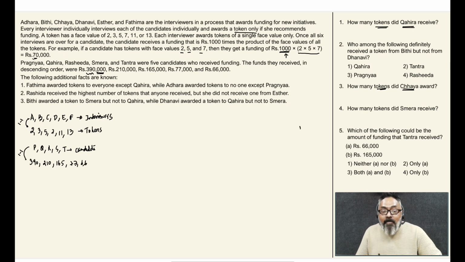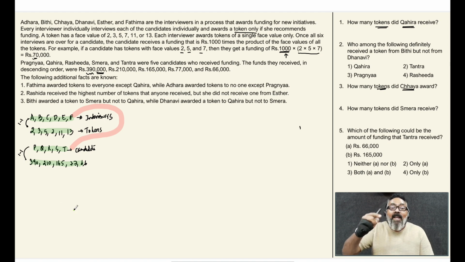Now what we know is I need to understand what tokens A, B, C, D, E and F have. I also need to understand the assignment for P, Q, R, S, T. Then I also have to understand the relationship, the assignment between the interviewers and candidates: which interviewer gave tick to which candidate, and which candidate got tick from which interviewer. And that assignment would be exactly the same as this token and this amount assignment. Okay, so this is clean.